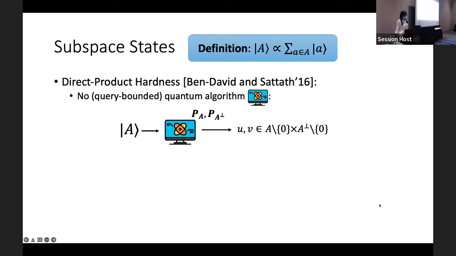So subspace states have this important property that our security and the security of previous works rely on. We call it direct product hardness, as it was originally called in Aaronson and Christiano's quantum money paper's appendix. We consider the following problem. When we give a quantum adversary one copy of the subspace state A and access to the membership oracles PA and PA perp, and this adversary is polynomially bounded in queries to the oracles, such an adversary cannot produce two non-zero vectors, one in A and the other in A perp. And you can view it as a version of the uncertainty principle.